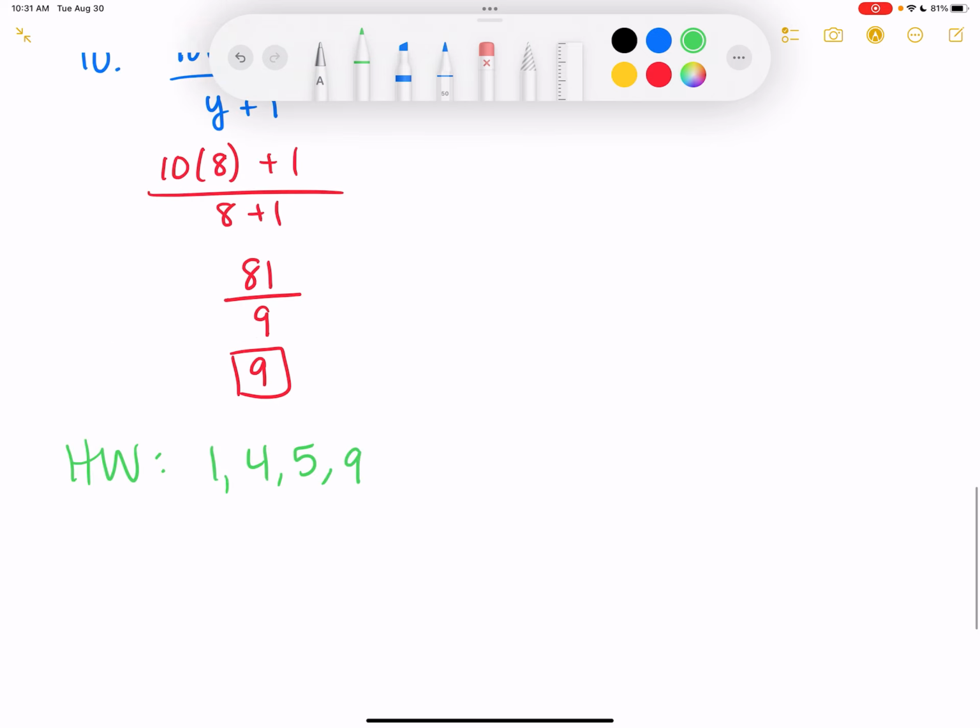So just those 4. And I won't actually have you turn them in. Tomorrow we'll just go over them. But just to get a little bit of practice here, you can do those ones. And again, those are out of the guided practice on page 8 and 9.